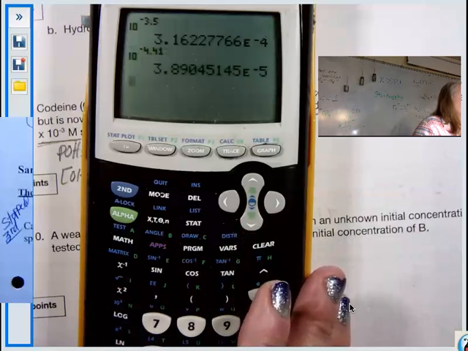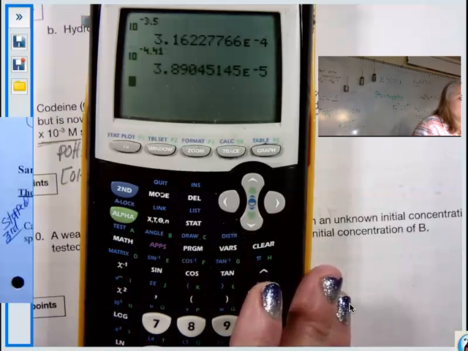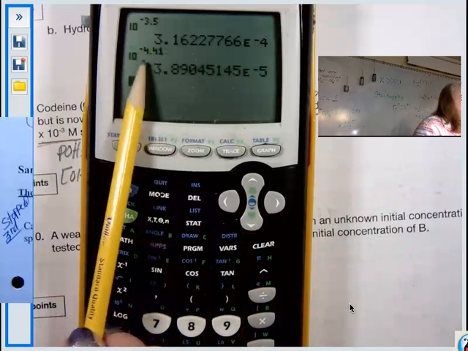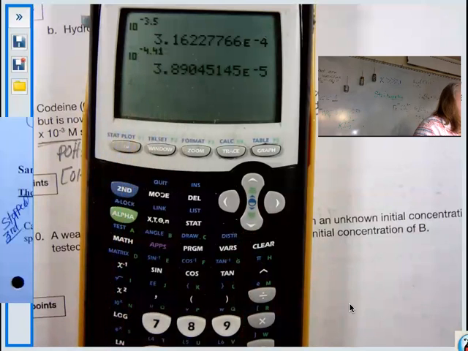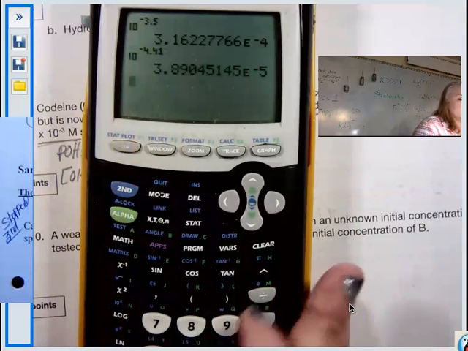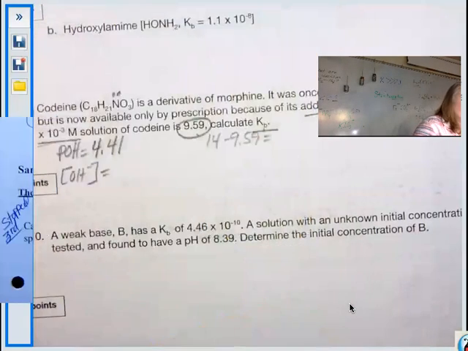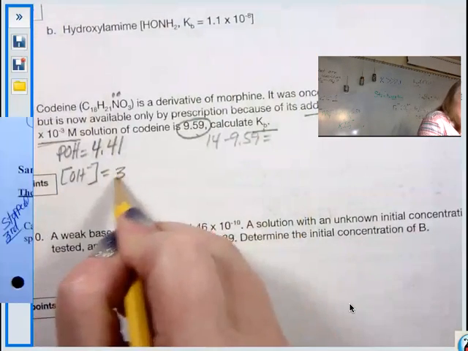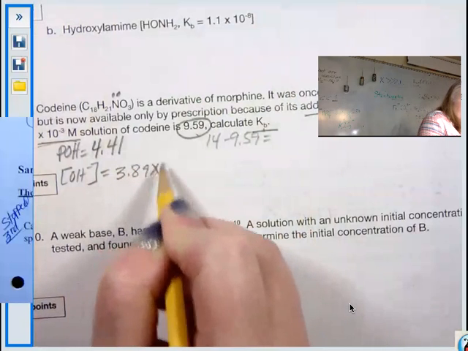But I'm going to let you guys remember it, because you have to get rid of the negative part of that equation. You do have to put a negative 4.41 in there. So this is 3.89 times 10 to the -5th.